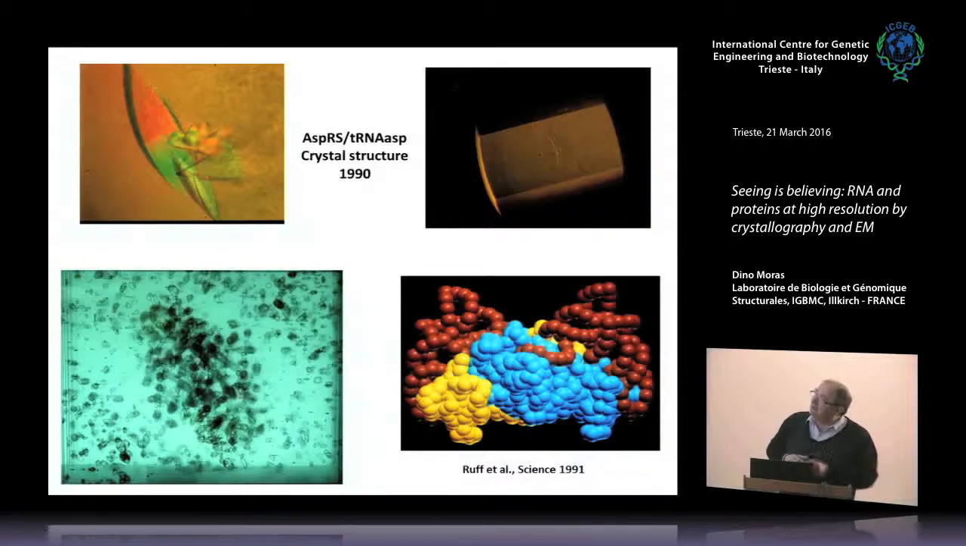Here you have a complex. That's what the density looked like. That was the first map of this complex. You know this? That's a protein and that's a tRNA. Of course, it's low resolution, but the model, you see the crystals? That's where you grow the crystals.